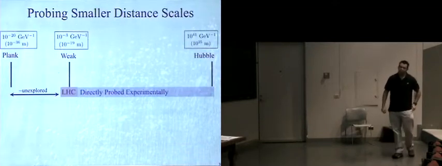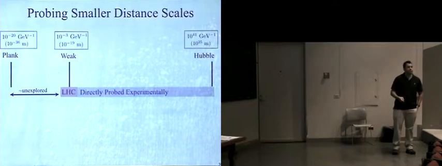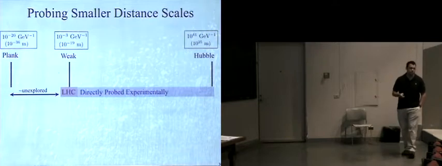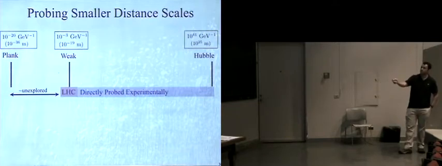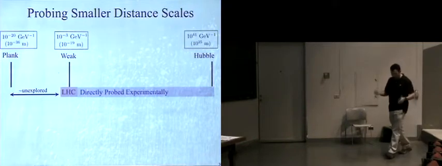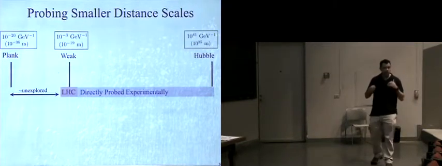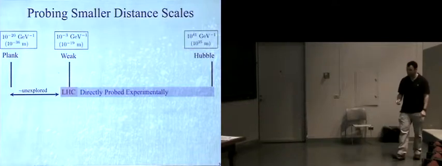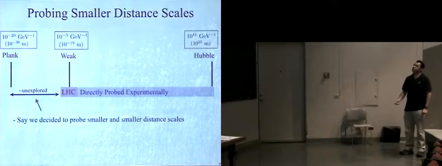Okay, so now we could do a thought experiment. Here are the fundamental scales. This is where we've directly probed. What would it take to probe the smaller distances? Let's say we wanted to really understand gravity and go down here. We talked about how, by the uncertainty principle, we have to build colliders to do this. We have to put in very high energy to probe these small distances. Okay, so we know how to do this.